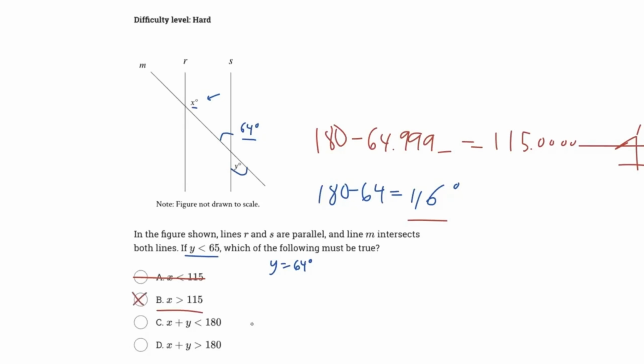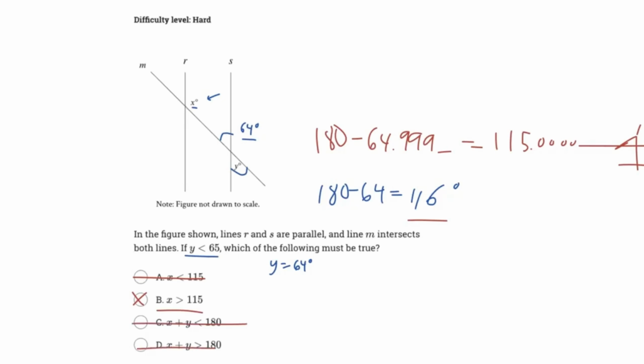So it says X plus Y has to be less than 180 degrees and X plus Y has to be greater than 180 degrees. Well, we just proved it here, right? We said that if Y, we could just name it 64 degrees. Vertical angles, this is 64 degrees. We find that X would have to be 116 degrees. 116 plus 64 is 180 degrees, and so neither C or D is correct because X plus Y will always be equivalent to 180 degrees.